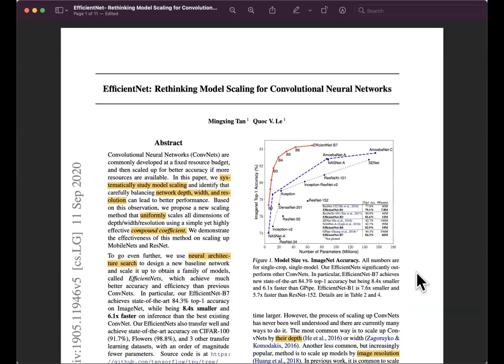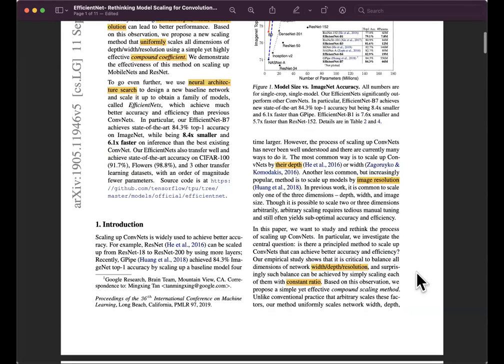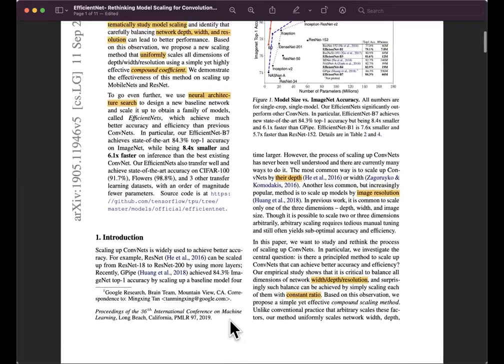Let's revisit one of the most popular papers in terms of efficient convolutional neural networks. EfficientNet: Rethinking Model Scaling for Convolutional Neural Networks by Mingxing Tan et al., published in ICML in 2019.